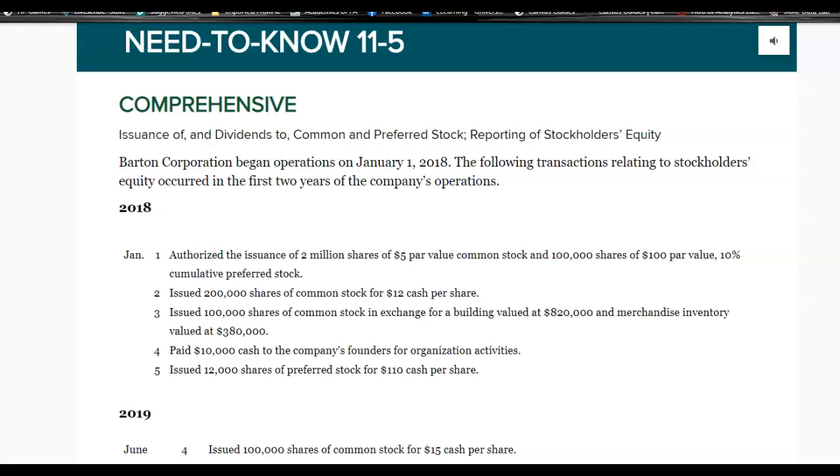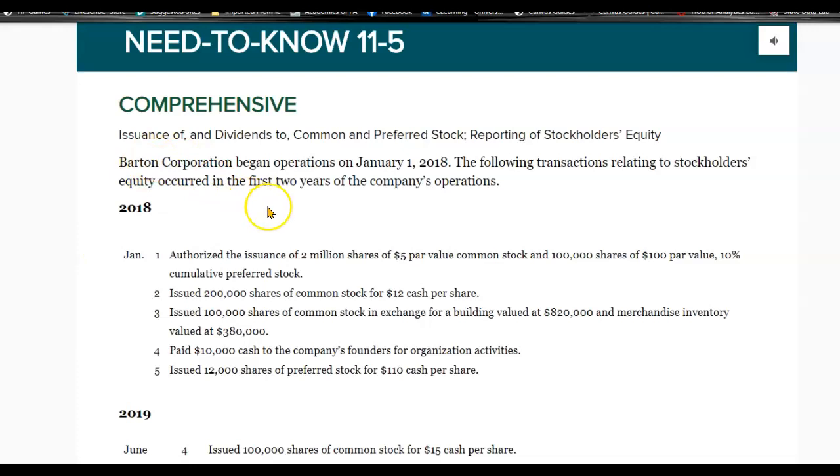And then finally on June 4th of 2019, they issue 100,000 shares of common stock for $15,000 cash per share. So same thing, it's $5 common stock, so you're receiving $10 per share more than the par value. So you're going to be recording this transaction again in your common stock account and increasing another 100,000 shares issued, and then you're going to have more additional paid in capital that you're going to record.